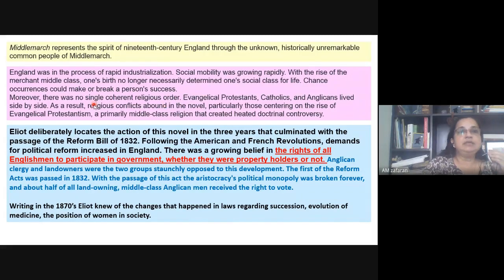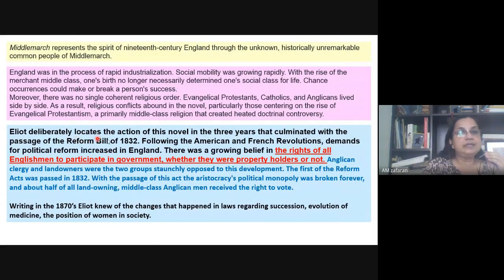Now, on the other side, there was no single coherent religious order. There were a lot of religious groups, often at war with each other. We had evangelical Protestants, Catholics, and Anglicans living side by side. As a result, religious conflicts abound in the novel. So different people with different religious adherences have conflicts amongst each other, particularly those centering on the rise of evangelical Protestantism. So that was something which was coming up pretty fast, a primarily middle-class religion that created heated doctrinal controversies. So the middle class was rising up faster than ever, whether in the field of social mobility or even in the area of religion. And that created lots of controversies.